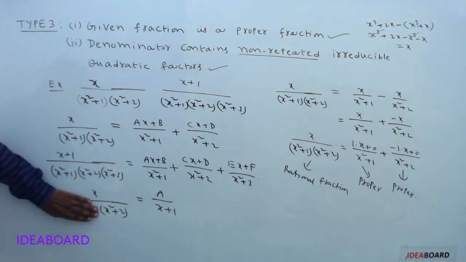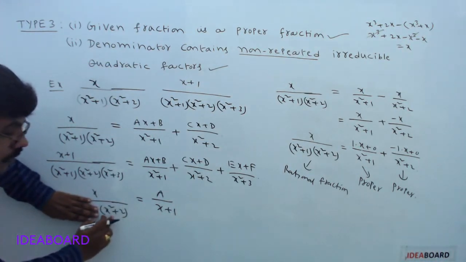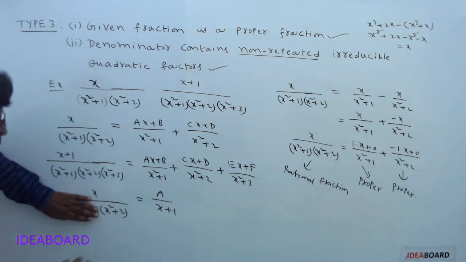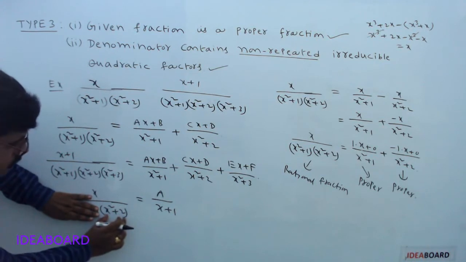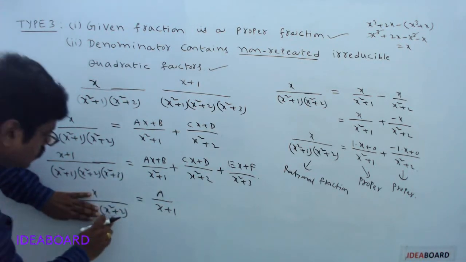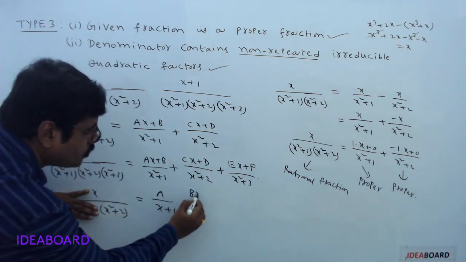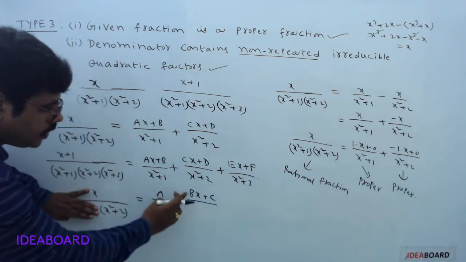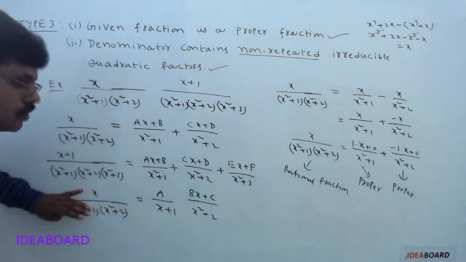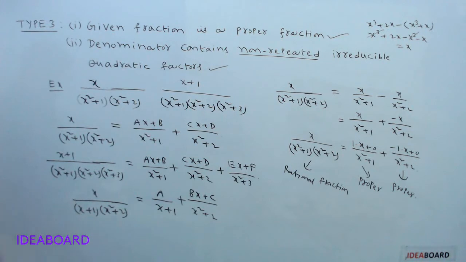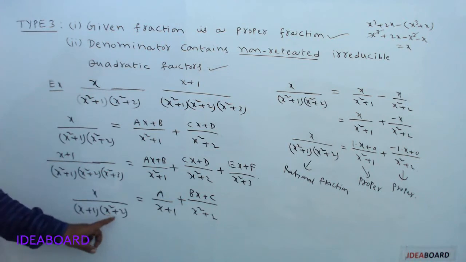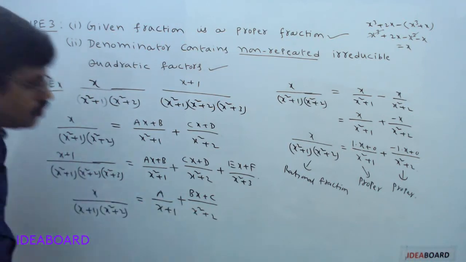Now, close this x plus 1. Now it is a non-repeated irreducible quadratic factor. Corresponding to every non-repeated irreducible quadratic factor, there exists a linear factor in its numerator. So in the numerator of x square plus 2, you can write a linear factor. It can be taken as Bx plus C divided by x square plus 2. So partial fractions can be taken as A divided by x plus 1 plus (Bx plus C) divided by x square plus 2.